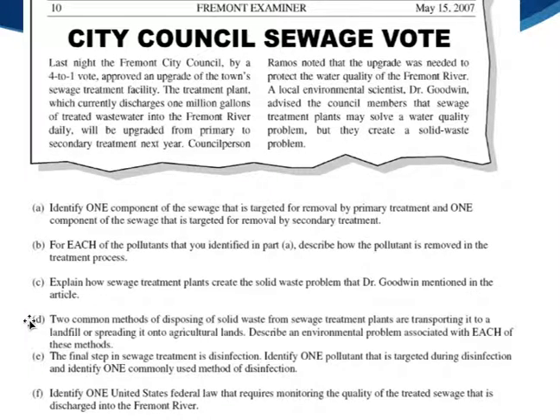Part D. Two common methods of disposing of solid waste from sewage treatment plants are transporting it to a landfill or spreading it onto agricultural lands. Describe an environmental problem associated with each of these methods.